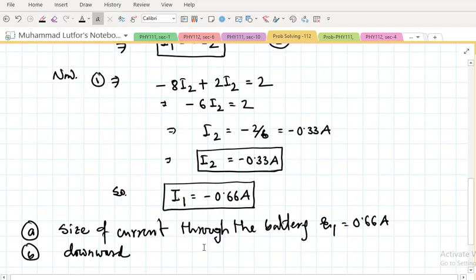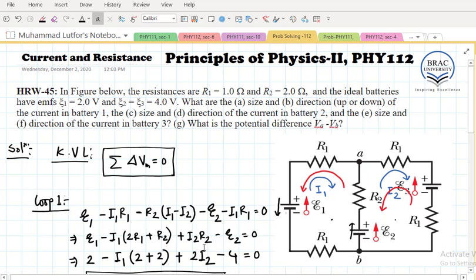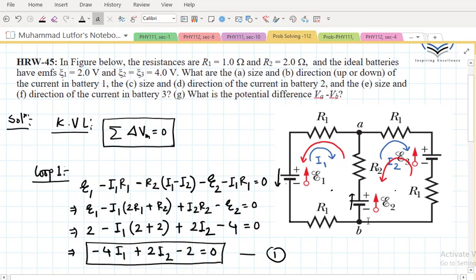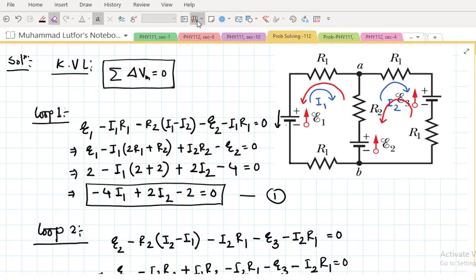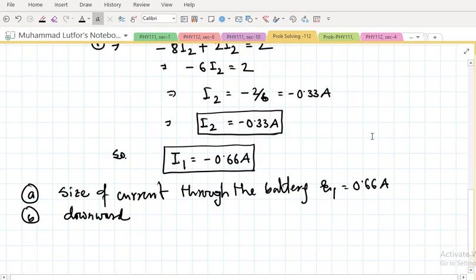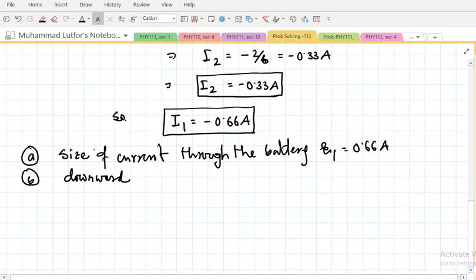Fine. Now part B is the current through the battery E2. I have to find the direction and that current. So the current through the battery E2 has the I1 current, which is in that direction, the actual direction of I1, and the I2 actual direction is the downward direction, right? So in that case the net current would be I1 minus I2, right? That means the size of this current.